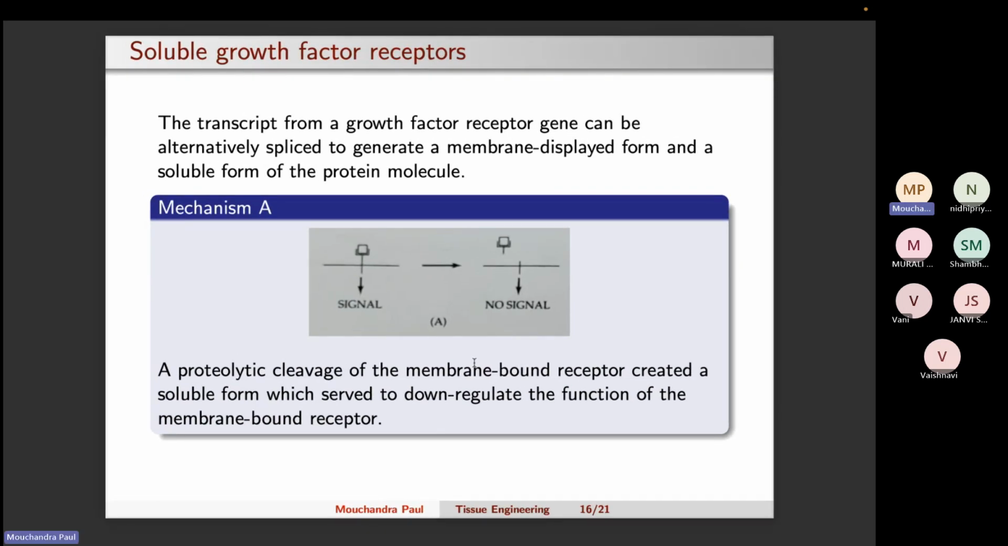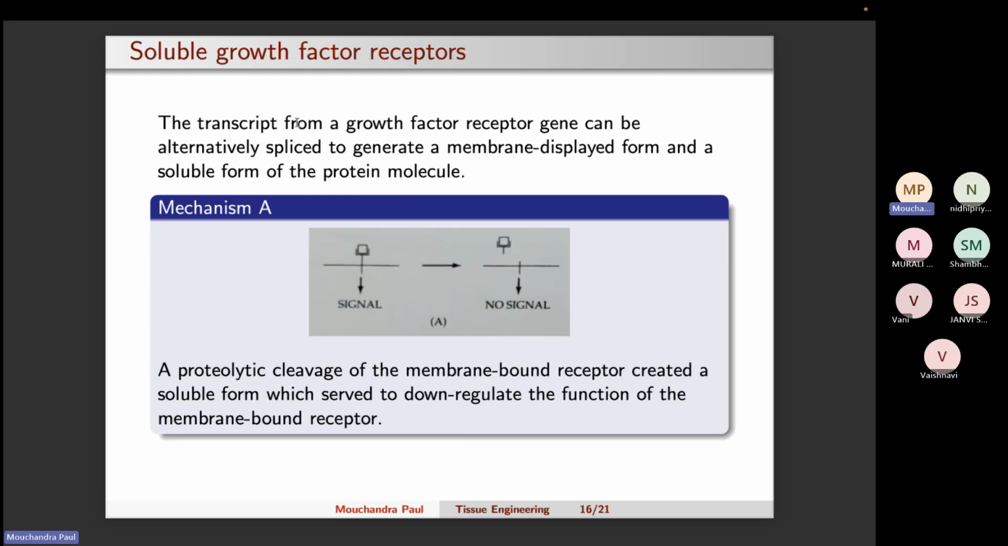Now we have understood about signaling molecules, that is the growth factors. Now you should also know that the receptors are not just present in membrane bound form. They can also be present as soluble receptor molecules. So how are these soluble receptor molecules formed?